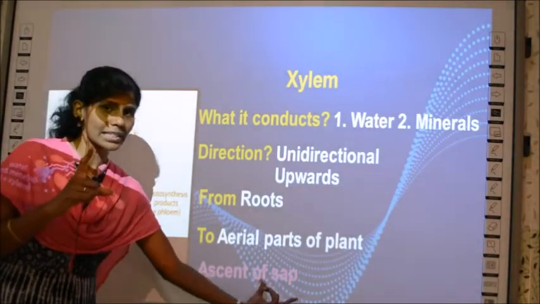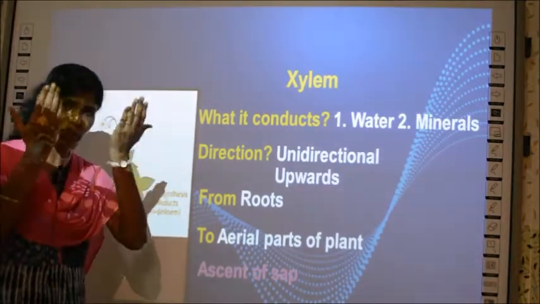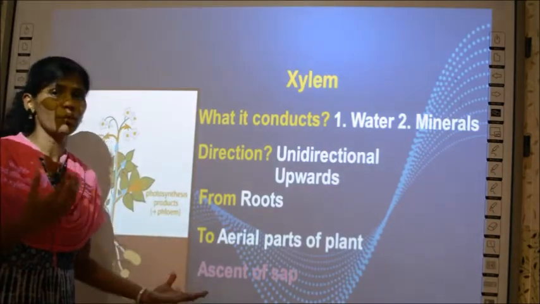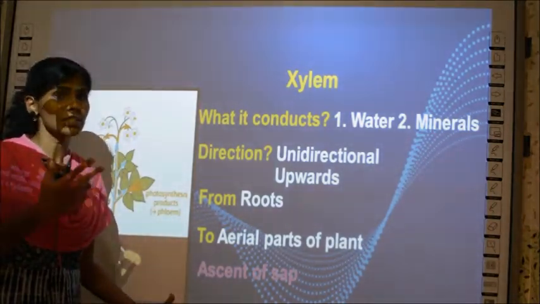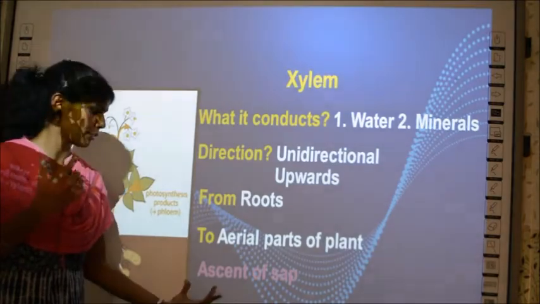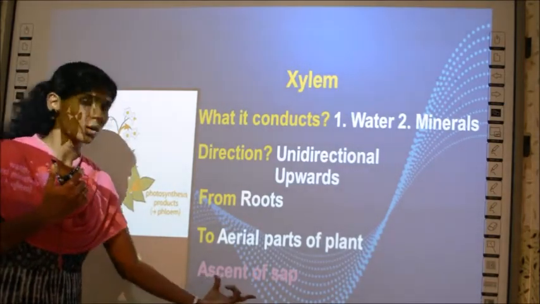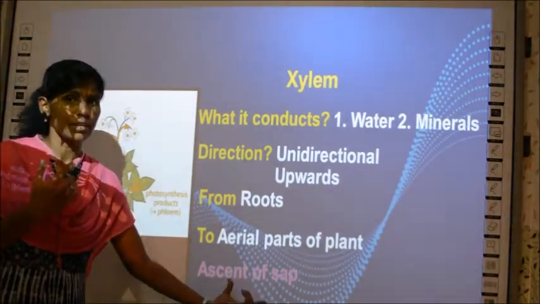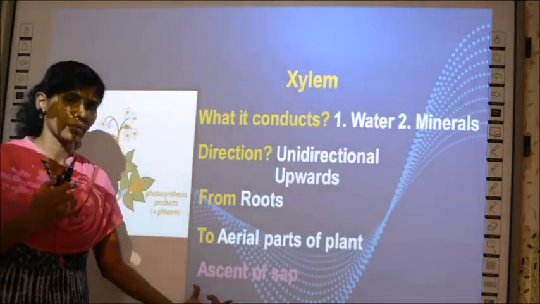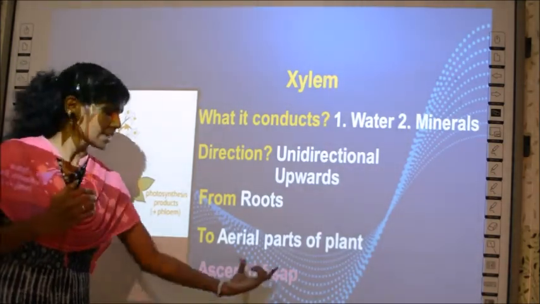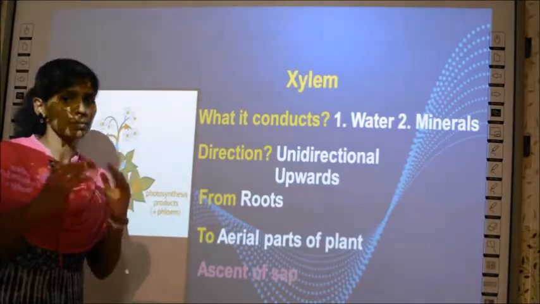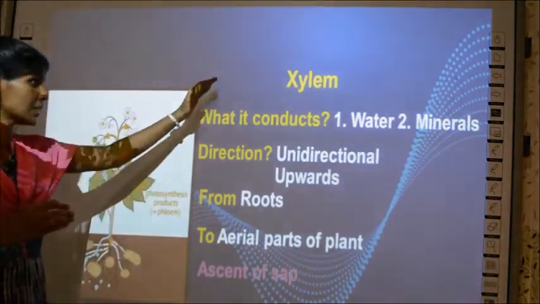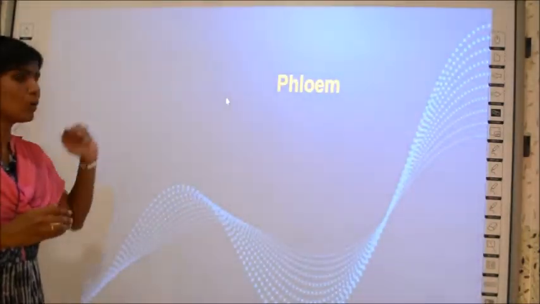That liquid is called sap, and ascent means it is going upwards. So this movement of water within the plant from the root to all parts of the plant body is called ascent of sap. You should be familiar with this term. Ascent means moving upward. Sap is the water which is moving upward. So this is about xylem, and next we learn about phloem.